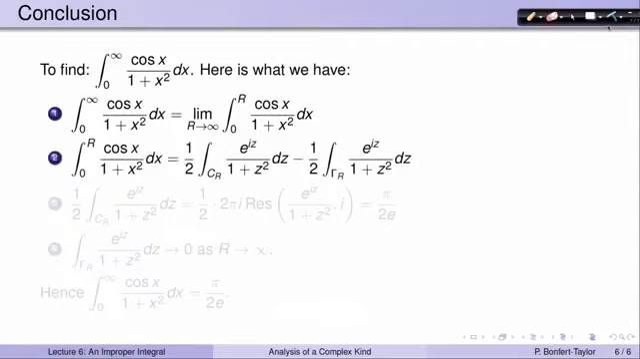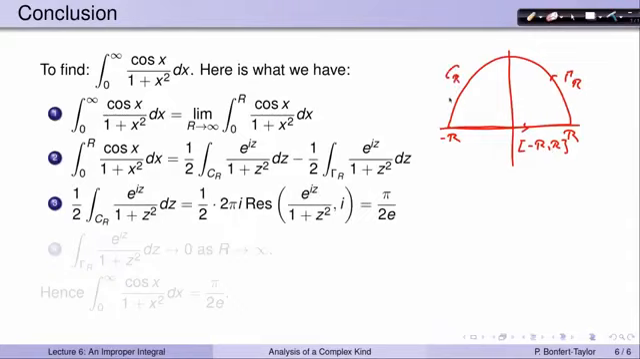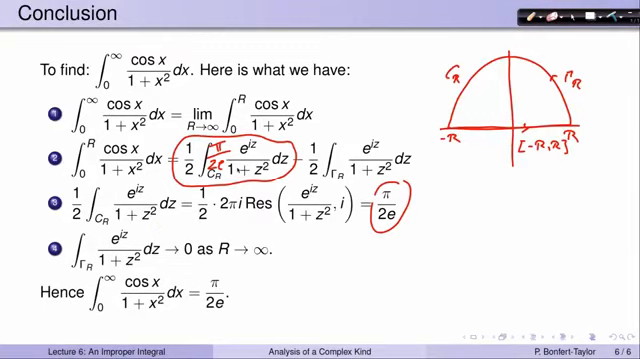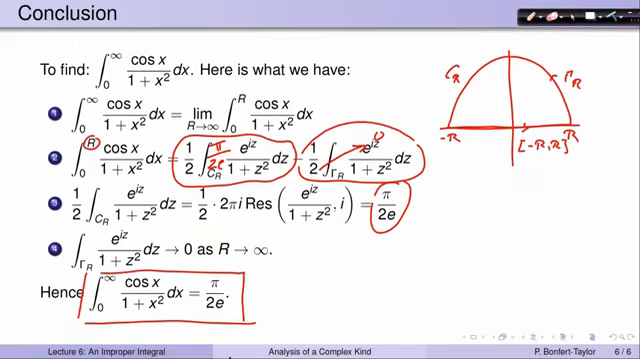Next, we showed that the integral over the closed curve CR of e to the iz over 1 plus z squared dz is 1/2 times 2 pi i times the residue of the function at i, and that turned out to be pi over 2e. So this integral right here, that evaluated to pi over 2e. Next, we showed that the integral over gamma r of e to the iz over 1 plus z squared dz goes to 0 as r goes to infinity. So this integral right here, that goes to 0 as r goes to infinity. Therefore, as r goes to infinity, this integral here converges to pi over 2e, the value of the first integral over CR, because the second integral simply goes to 0. And so we have just shown that the integral of cosine x over 1 plus x squared from 0 to infinity is equal to pi over 2e.